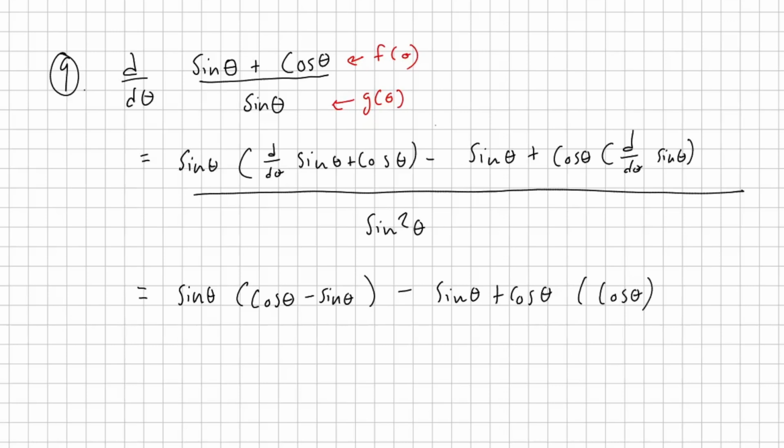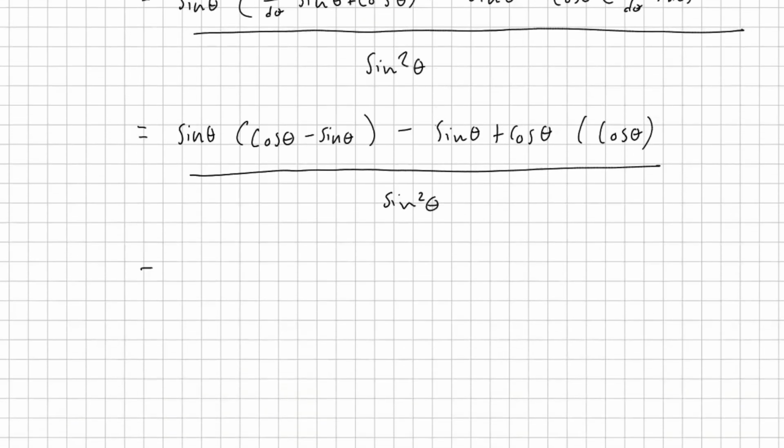Okay, and this entire thing is divided by sine squared theta. Scroll down a little bit. Now, what we need to do is put some terms that we know together. So we can actually distribute, I think that's what we should do first. We should distribute. So it's going to become sine theta cos theta, sine theta cos theta.